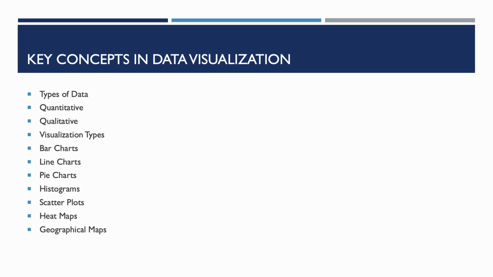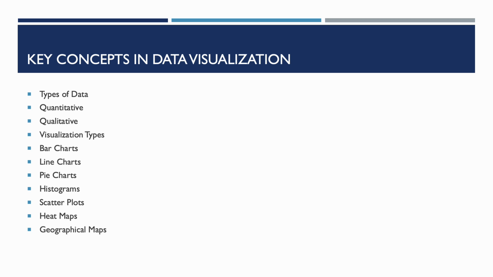Then pie charts, which are best for illustrating proportions within a whole. Then histograms, effective for displaying the distribution of a dataset. Scatter plots, great for showing the relationship between two variables. And heat maps, which are useful for showing data density or the intensity of occurrences.